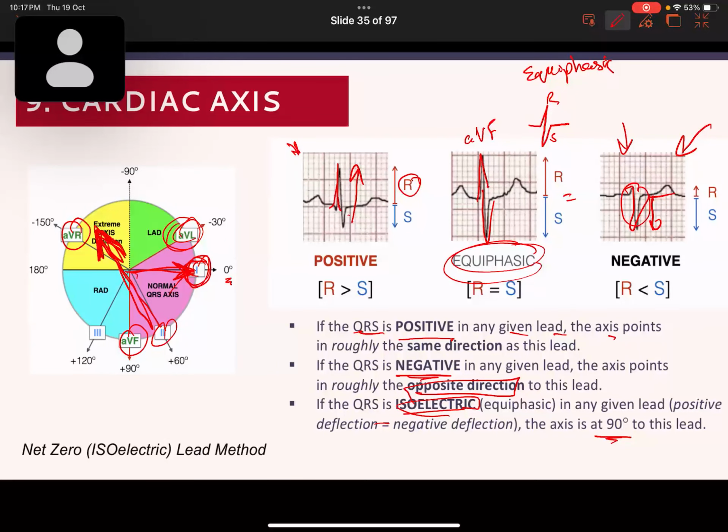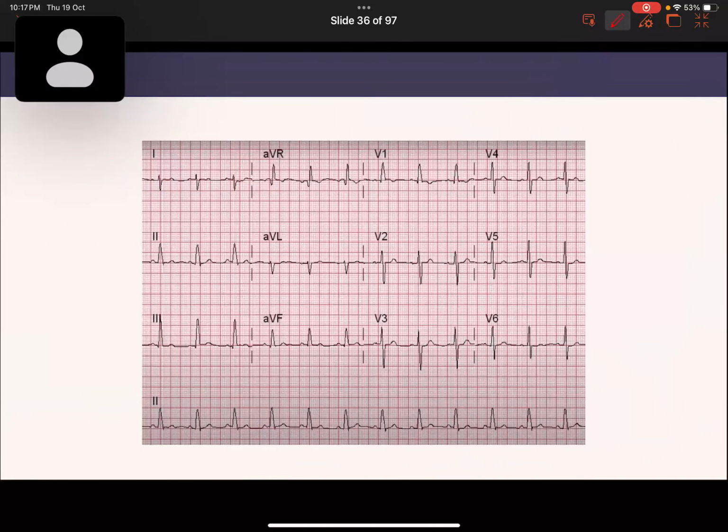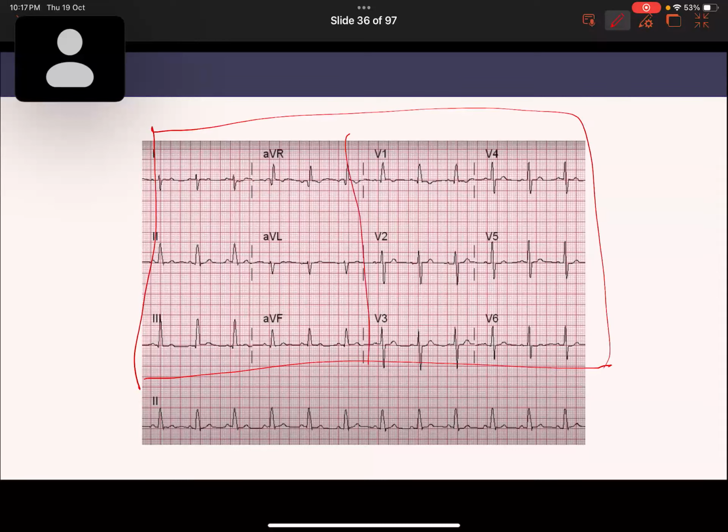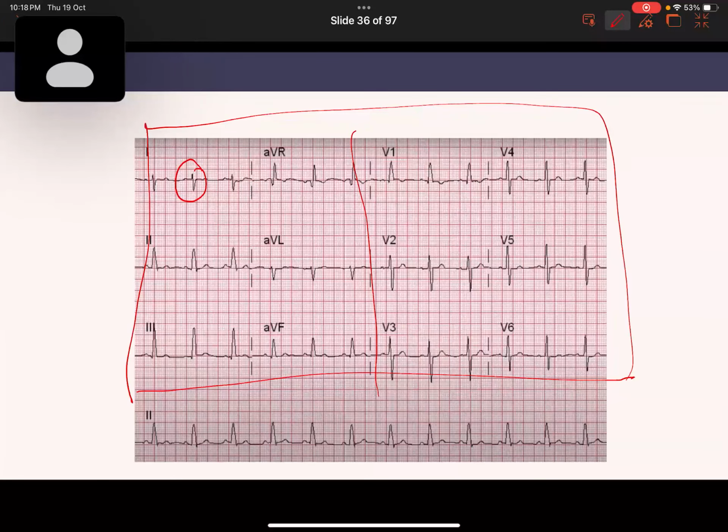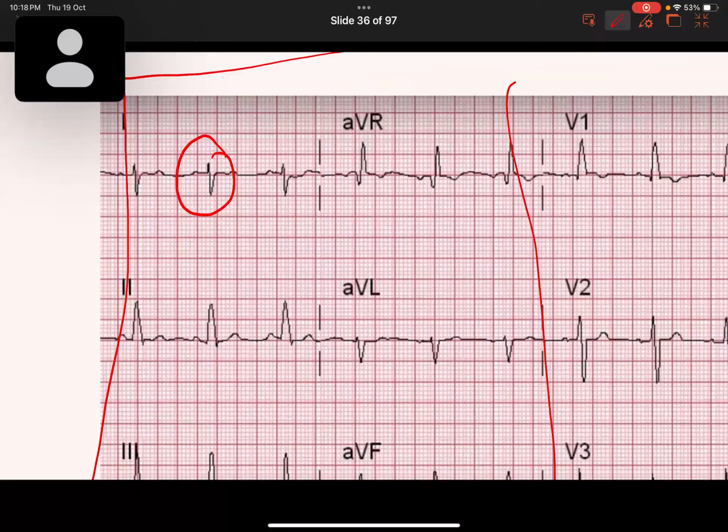Let me give you an example to help better explain this. If we look at this ECG, we divide it into 3 main parts. Focus on lead 1. Is this equiphasic, positive, or negative? As in the QRS complex. Is it equiphasic, positive, or negative? Negative. You're right, it's more of negative.